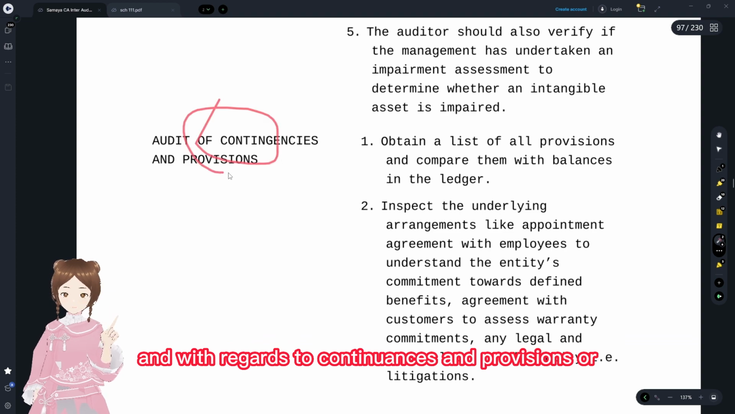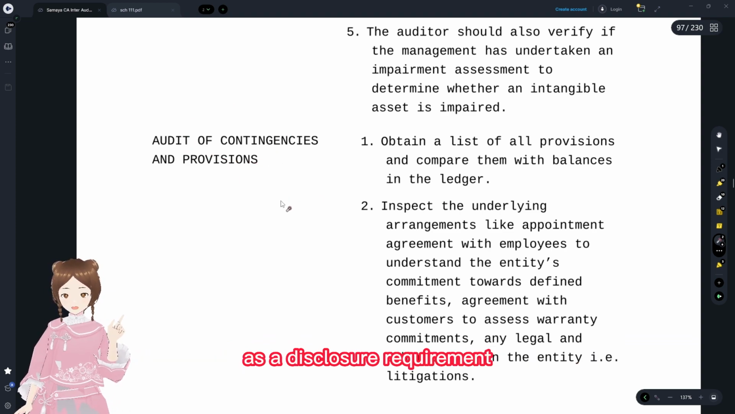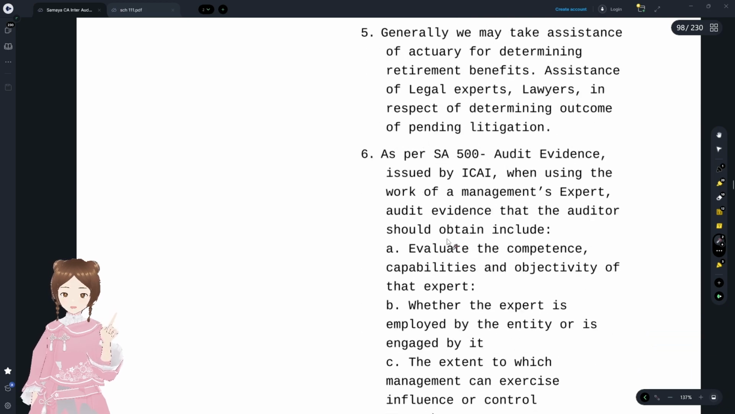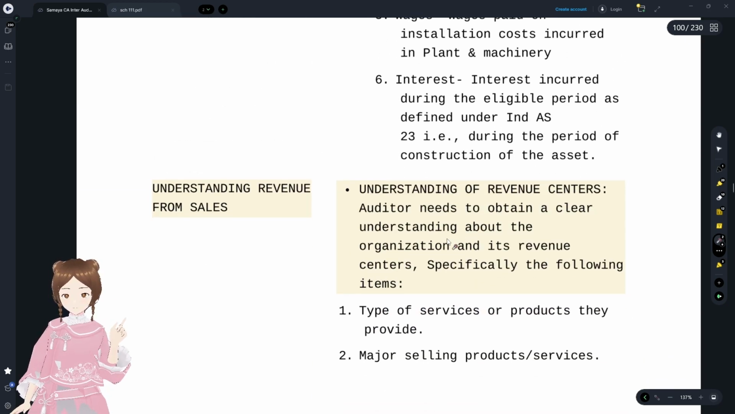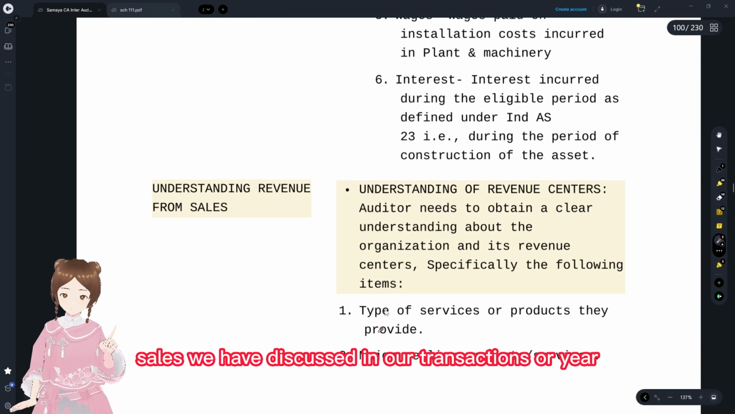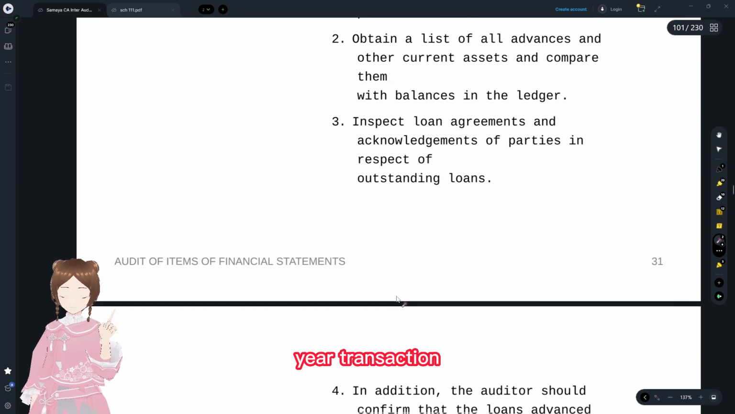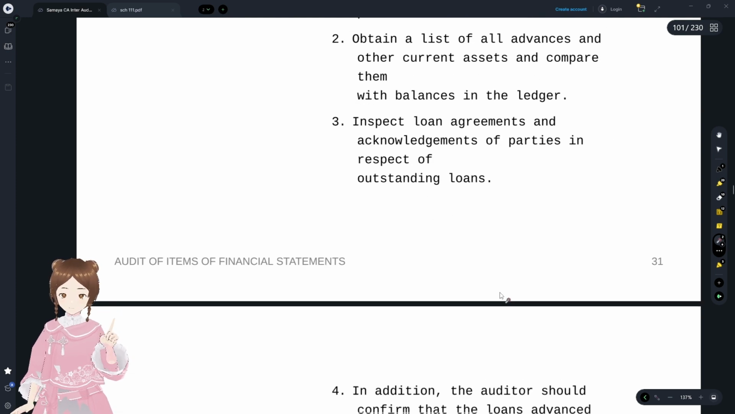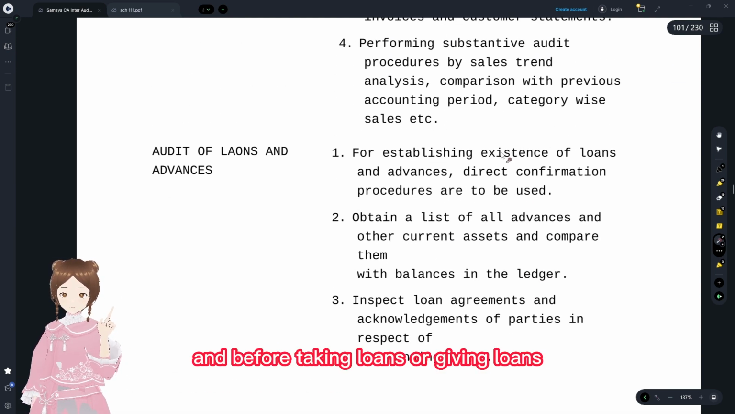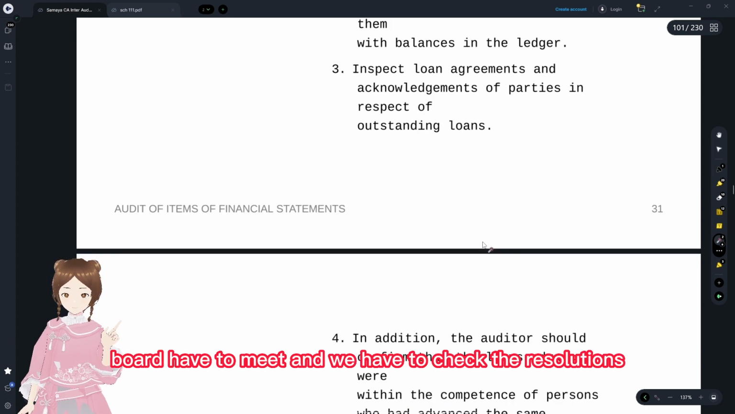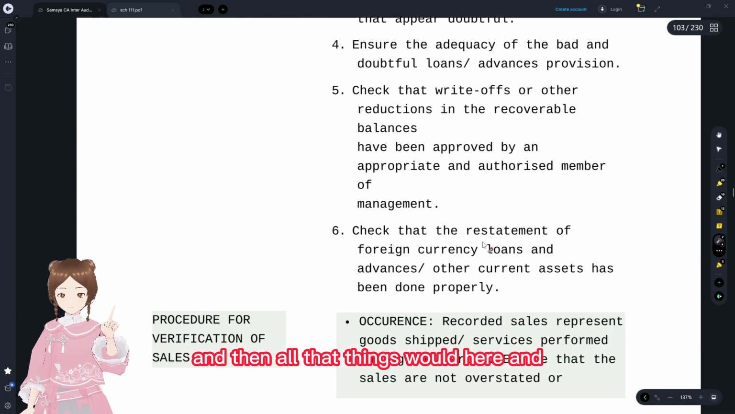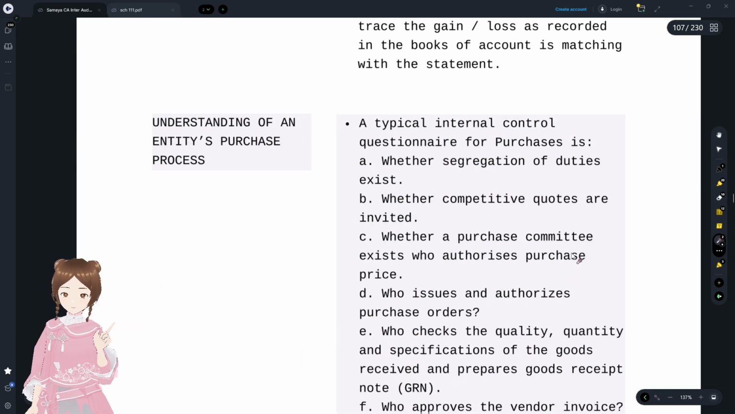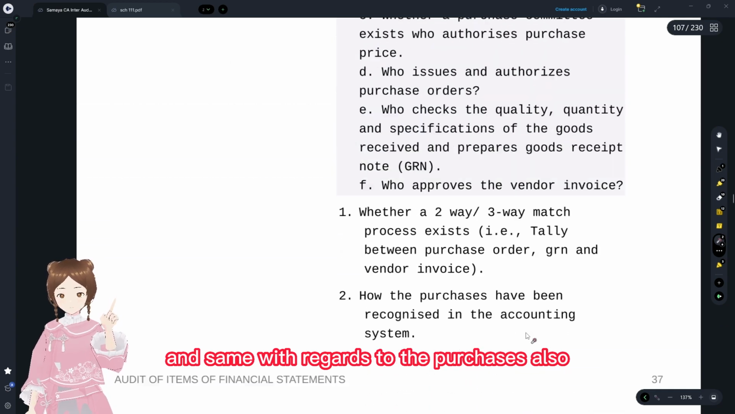And with regards to contingencies and provisions, this is mostly asked as a disclosure requirement in Schedule 3, which has been discussed earlier, and this is not important here. And with regards to sales, we have discussed in our earlier transactions, and loans and advances were also the same. That is just inspection of loan agreements, and before taking loans or giving loans, the board has to meet and we have to check the resolutions, and all those things would be there here. And other income, same. And same with regards to purchases also.